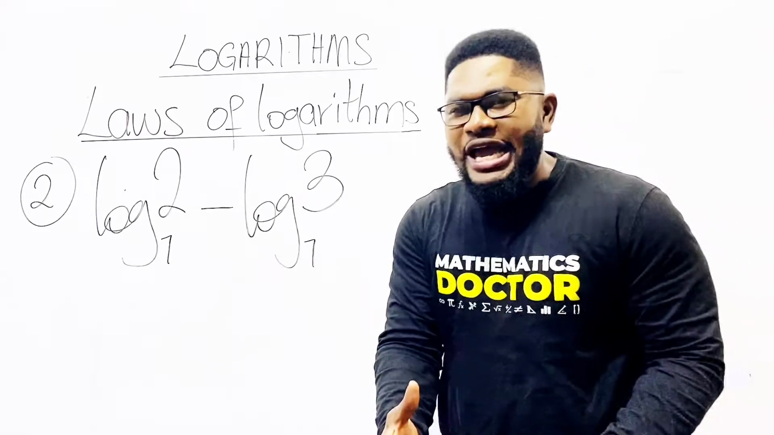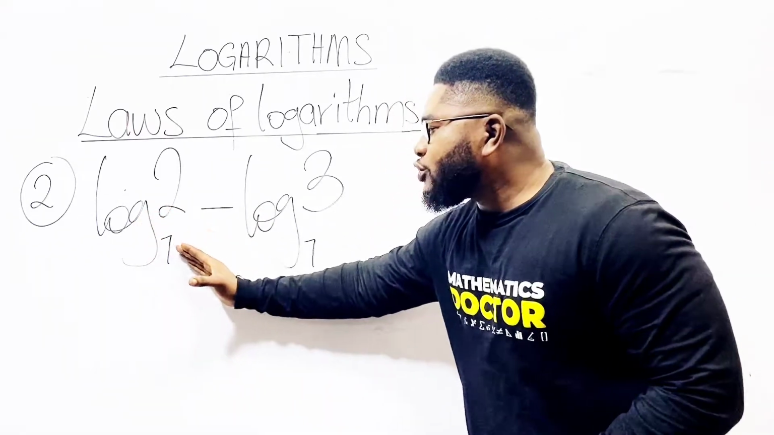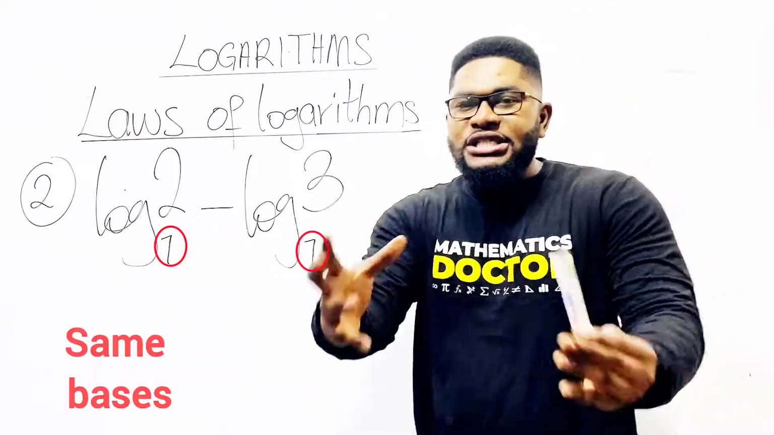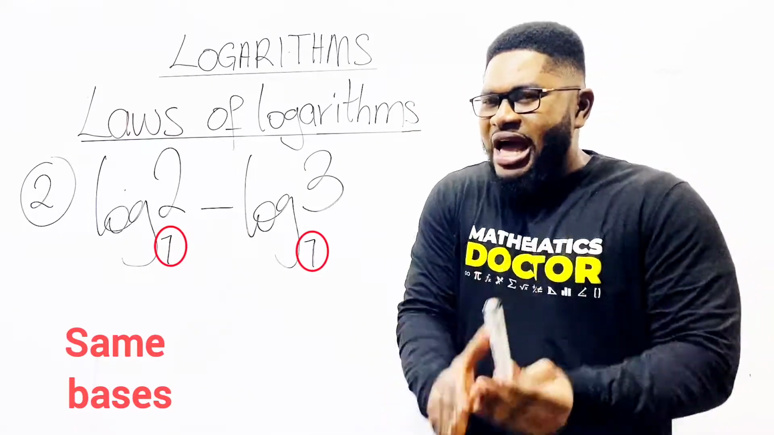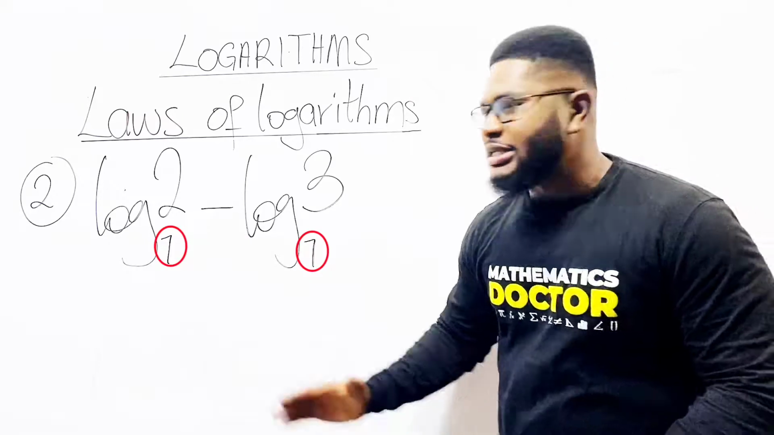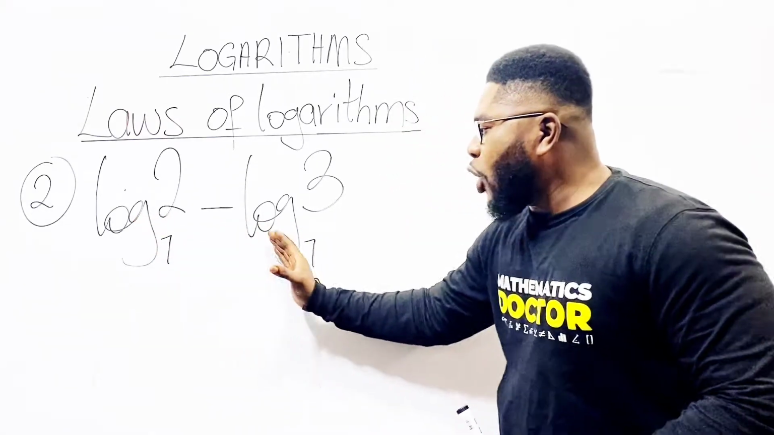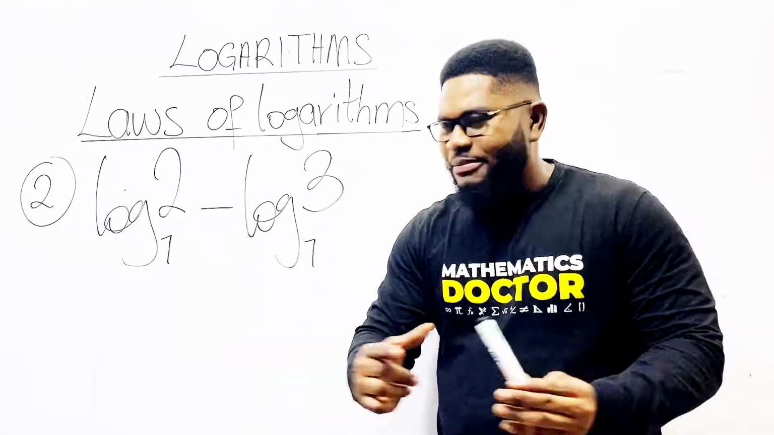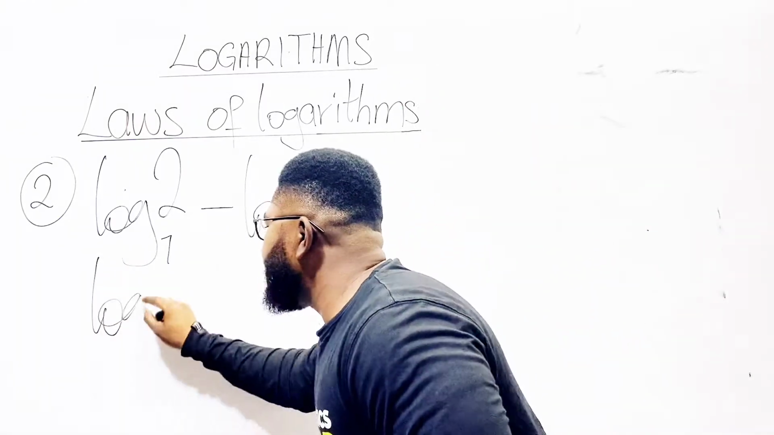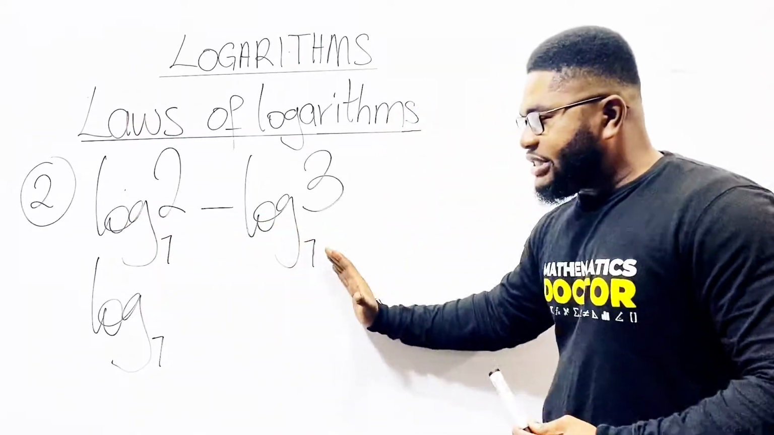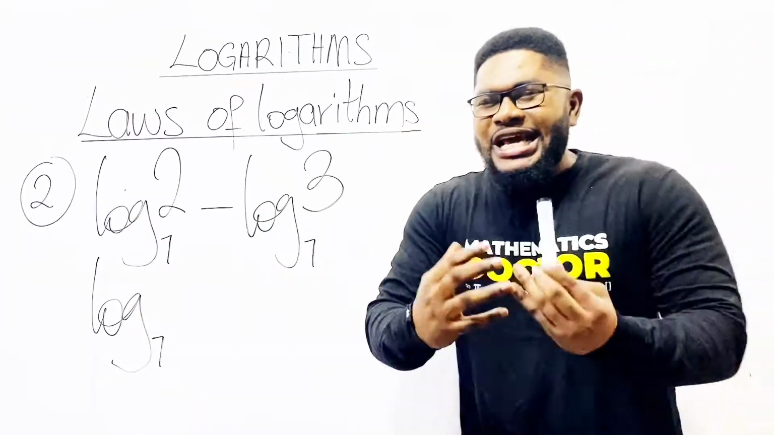Now, how do we apply it? I must make sure that the log bases are the same. So I have base 7, base 7. If the bases are not the same, I'll show you another thing to do, but for now, let's concentrate on the same bases. Base 7, base 7. What did we do? Since the log base 7 are virtually the same, let us put log base 7 as our single log. We put it there as our single log. Now the next thing is the law.